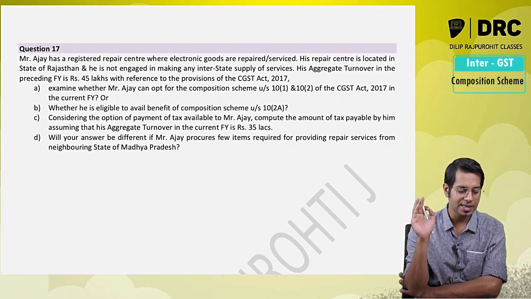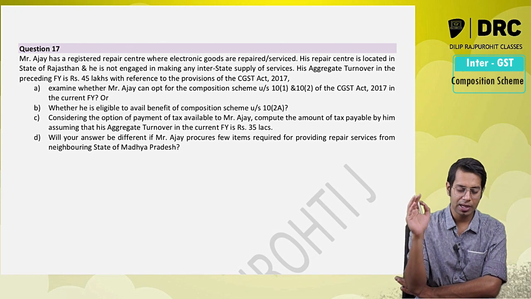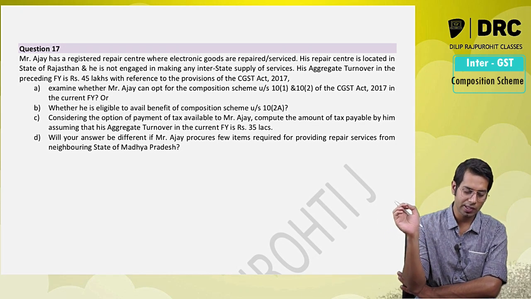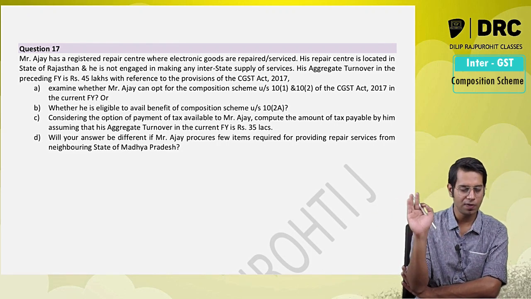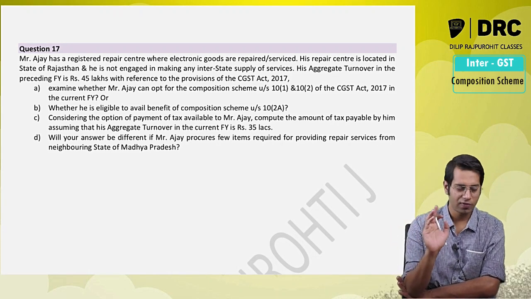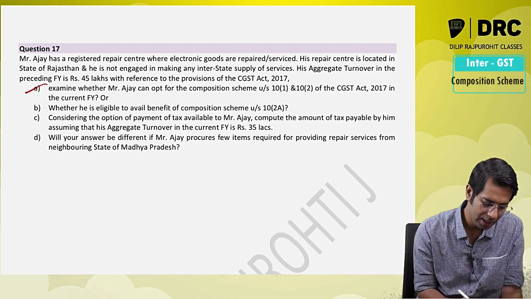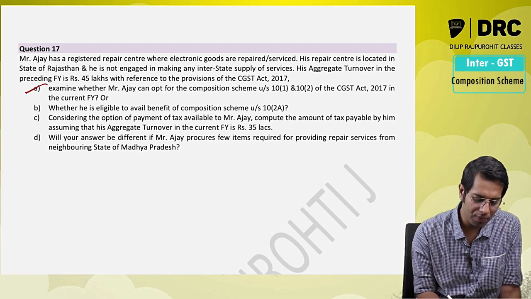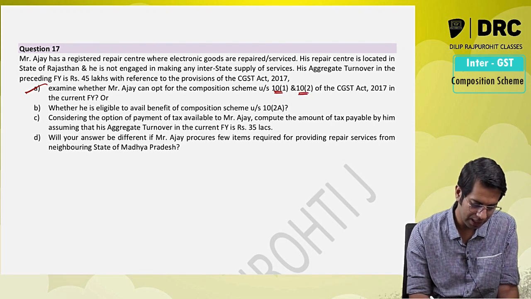Mr. Ajay has a registered repair center where electronic goods are repaired and serviced. His repair center is located in the state of Rajasthan and he is not engaged in making any interstate supply of service. His aggregate turnover in the preceding financial year is 45 lakhs. With reference to the provisions, examine whether Mr. Ajay can opt for composition scheme under section 10 subsection 1 and 10(2)(a) for the current financial year.